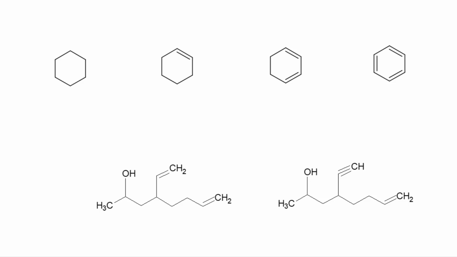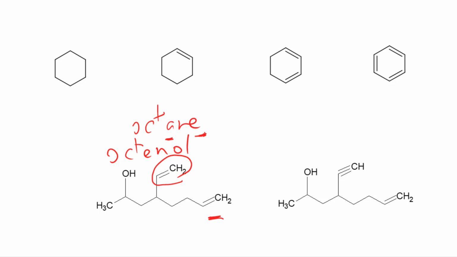Starting with the base chain name, I've got an octane. The highest priority group is an alcohol, so this is going to be an octanol. The ane is going to turn into an ene because of this double bond, and then this ethenyl will come out front. I'm going to indicate the number for the carbon, and it's going to be specifically this one because this is a side chain that's going to be out front.